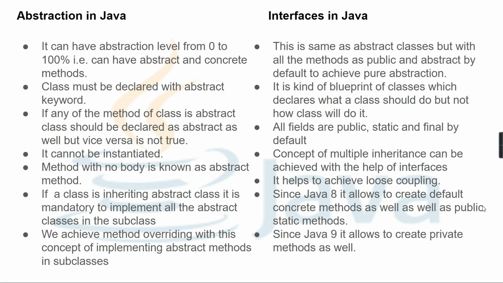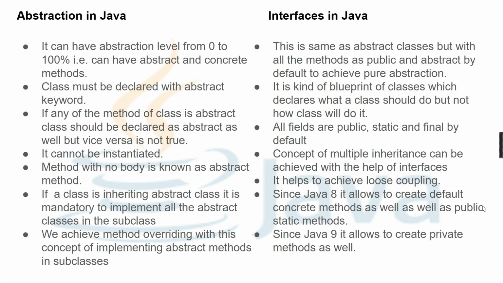So the second thing is that the class must be declared with the abstract keyword. Obviously, we will have to declare the class with the abstract keyword. And if any method of the class is abstract, the class should be declared abstract as well, but vice versa is not true. We've already talked about this, and it cannot be instantiated.